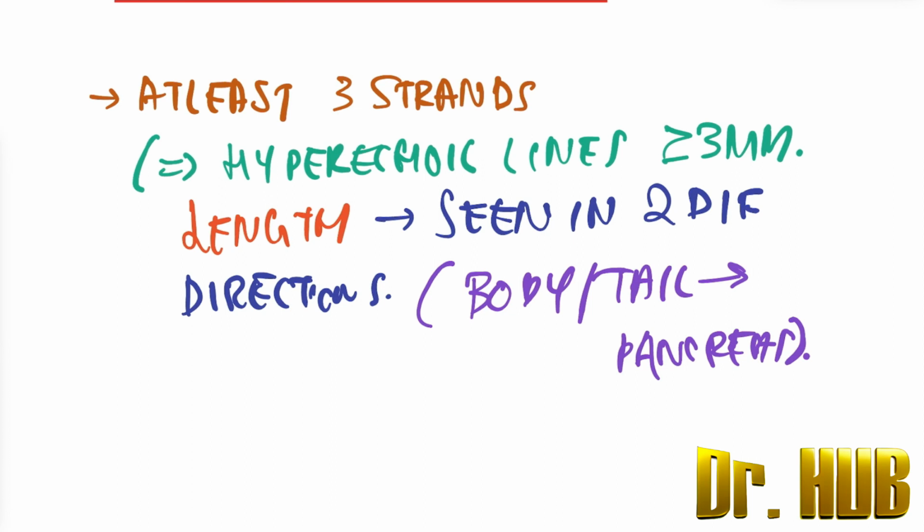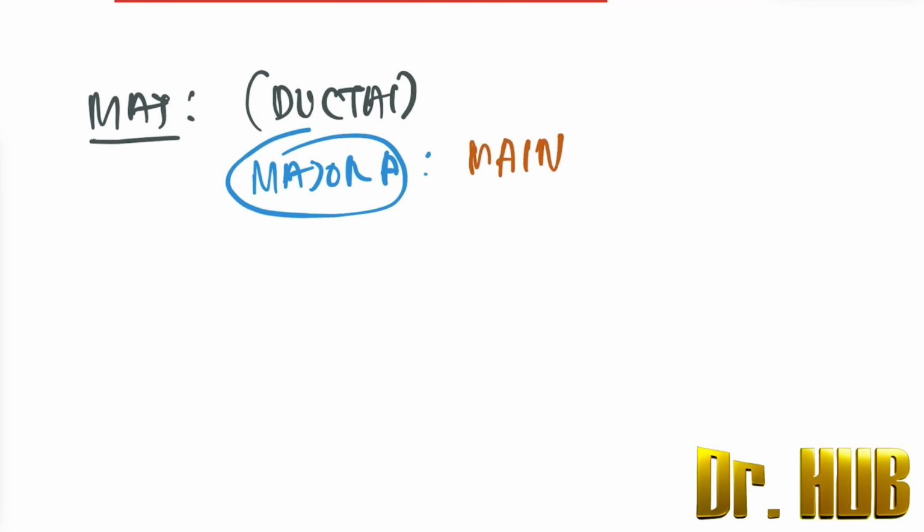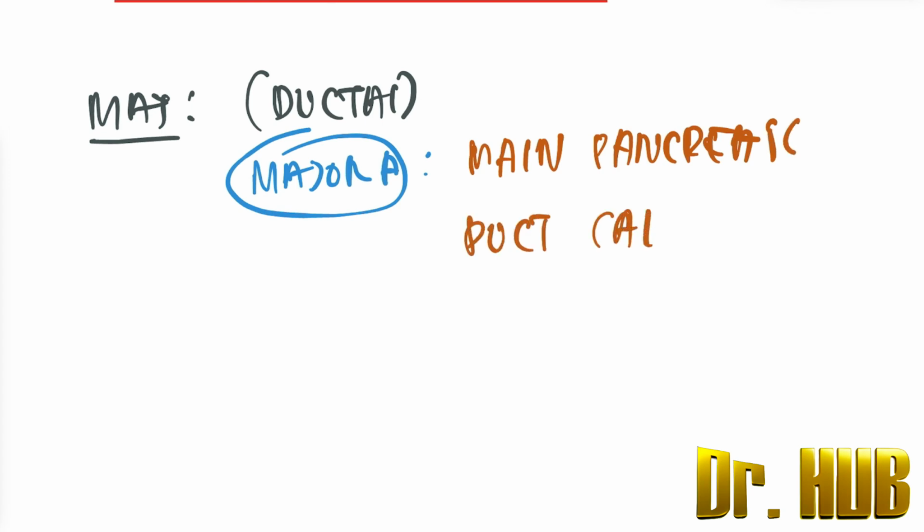Now let's look at the major criteria, and this time we are focusing on the ductal features. Under the major criteria, the ductal features, here we look at the major A criteria. Under this, there is a main pancreatic duct calculi.